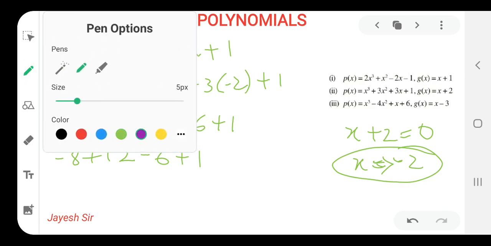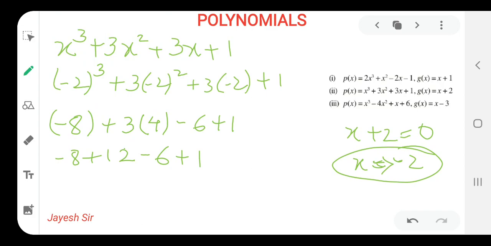Now what we are supposed to do, we will solve it further. I am having 12 rupees. I want to give 8 rupees to my friend, so I will give it. So I am left with plus 4 rupees and the remaining minus 6 plus 1 as it is. Now how many total am I having?